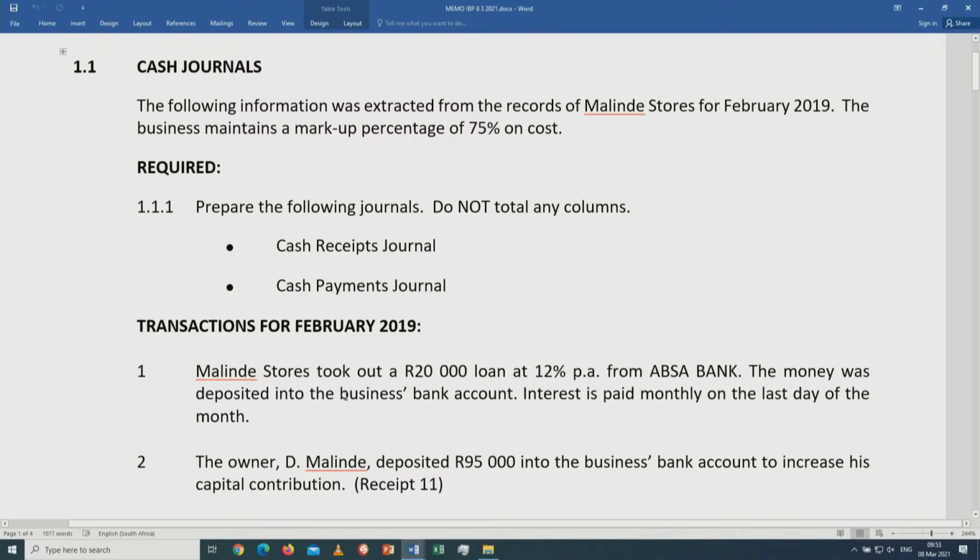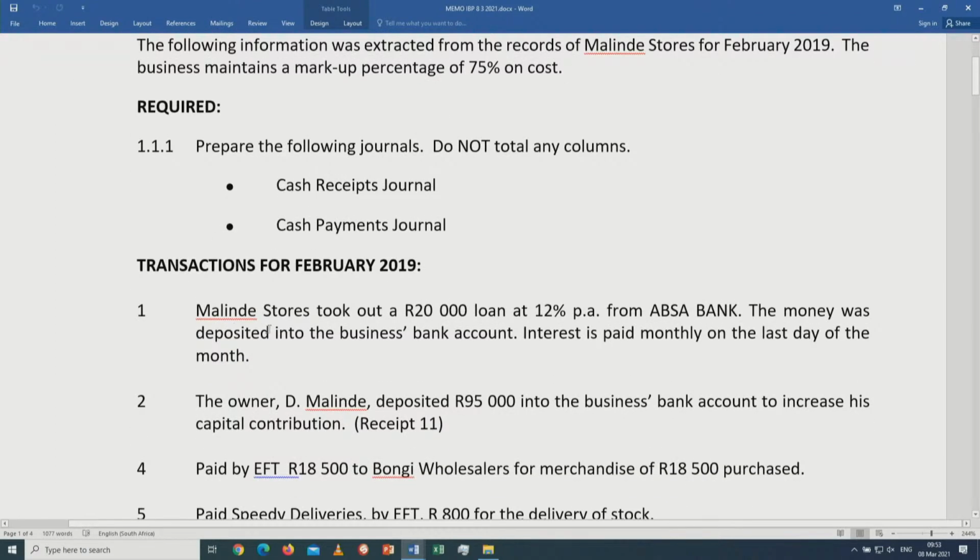First of all, Malinde Stores took out a 20,000 loan at 12% per annum from Absa Bank. The money was deposited into the business bank account. Interest is paid monthly on the last day of the month. So you must clearly show your interest on the last day of the month. Remember, we said you do not record the interest under the analysis of receipts, so you will show it straight into your bank.